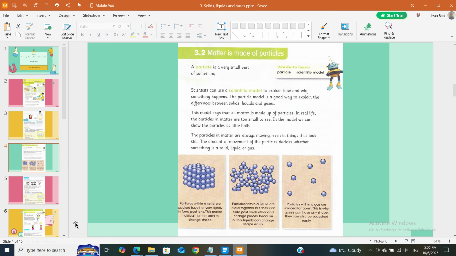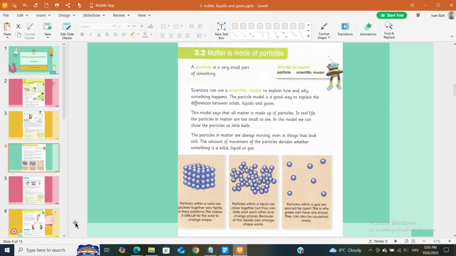This model says that all matter is made up of particles. In real life, the particles in matter are too small to see. In the model we can show the particles as little balls. The particles in matter are always moving, even in things that look still. The amount of movement of the particles decides whether something is a solid, liquid or gas.